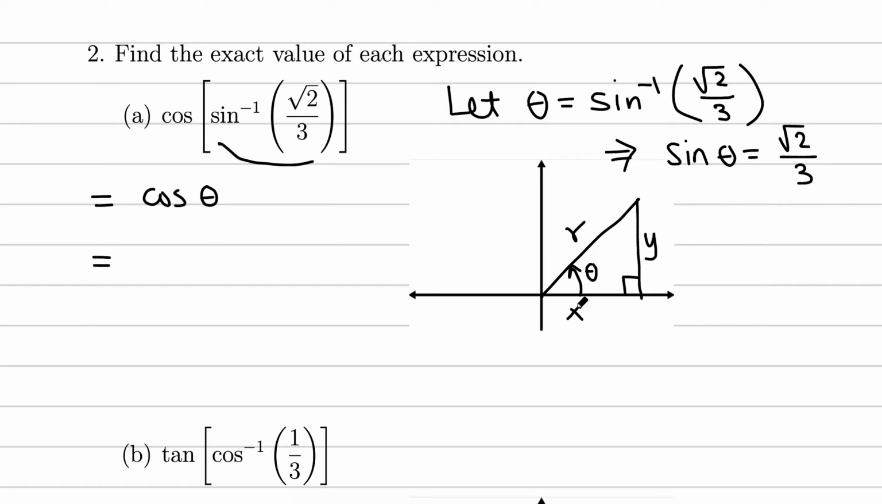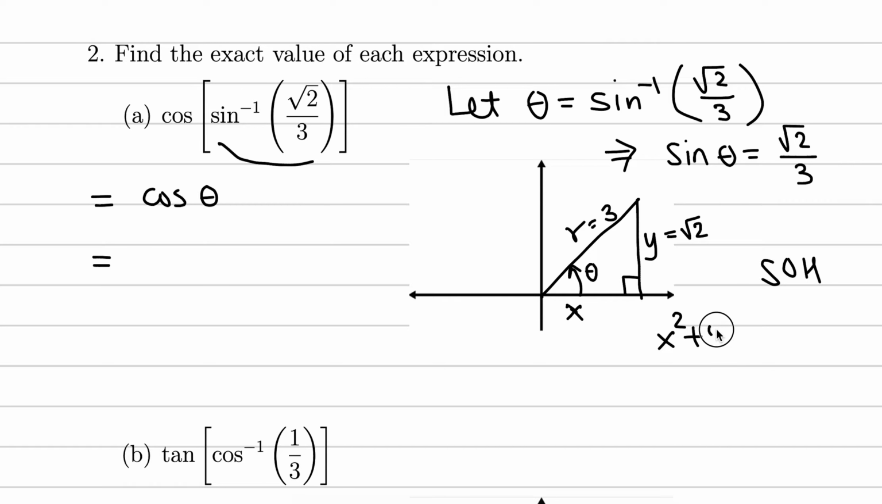we say r, let's say x squared plus y squared equals r squared, and sine is SOHCAHTOA, so S-O-H, opposite over hypotenuse, opposite y over r, so y over r, so y is root 2, r is 3. And x squared plus y squared equals r squared. From there we can determine the value of x.